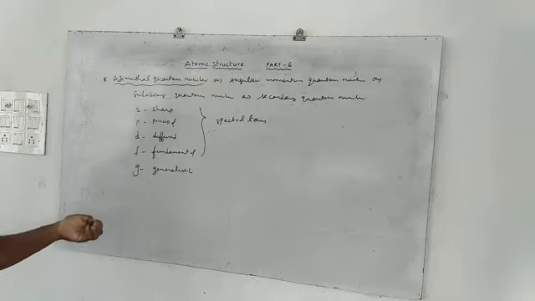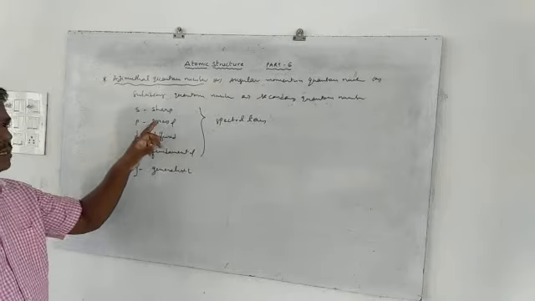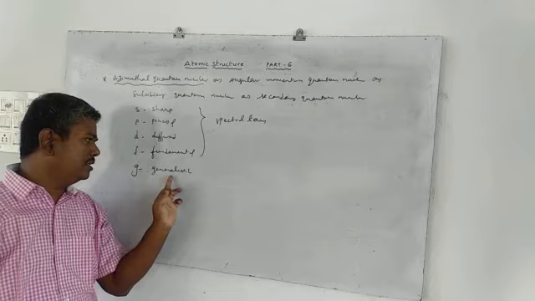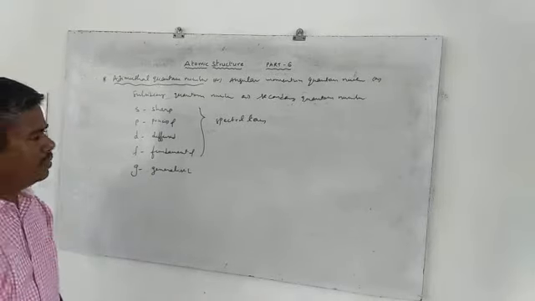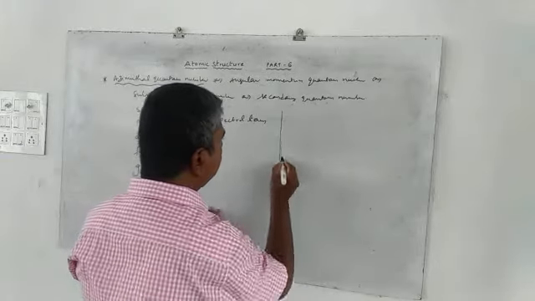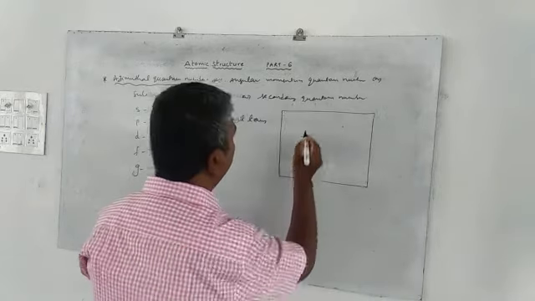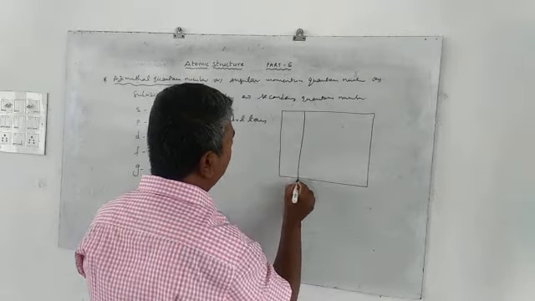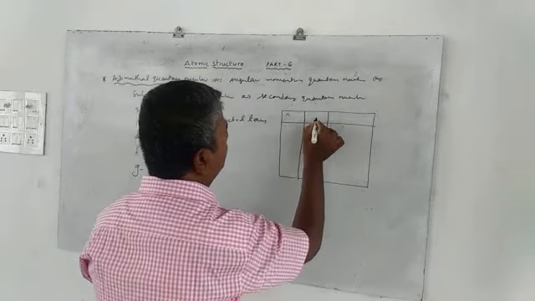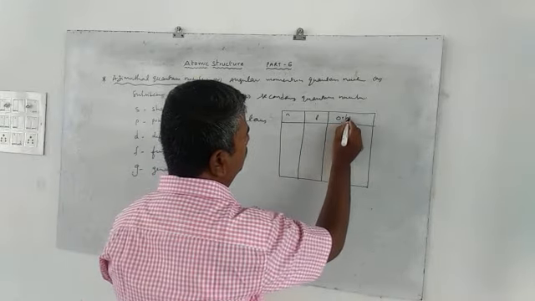Spectral terms. That means S orbital. Why we call it S orbital? Sharp. P means which one? Principal. D means diffuse. F means fundamental. G means which one? Generalized. So for a particular n value, you have n and L and orbital.